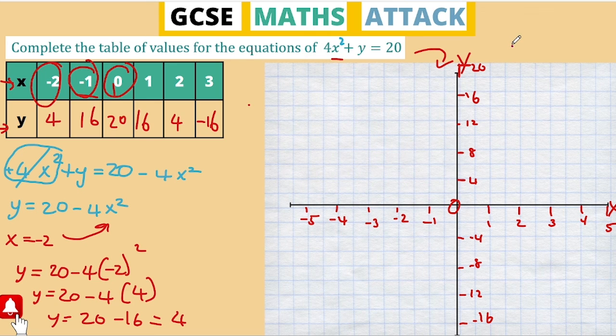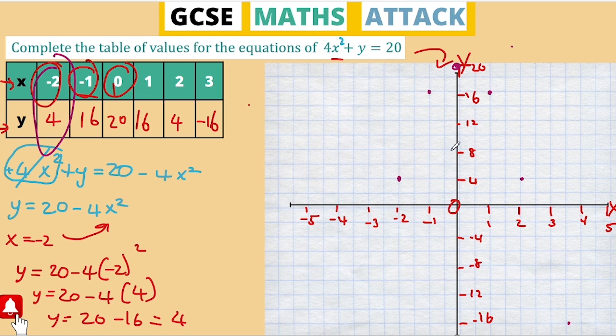So what I'm going to do is sketch the graph. The first one is minus 2, 4. The next one would be minus 1, 16. The next one would be 0, 20. The next one would be 1, 16. The next one would be 2, 4. The next one would be 3, minus 16, which is literally here.